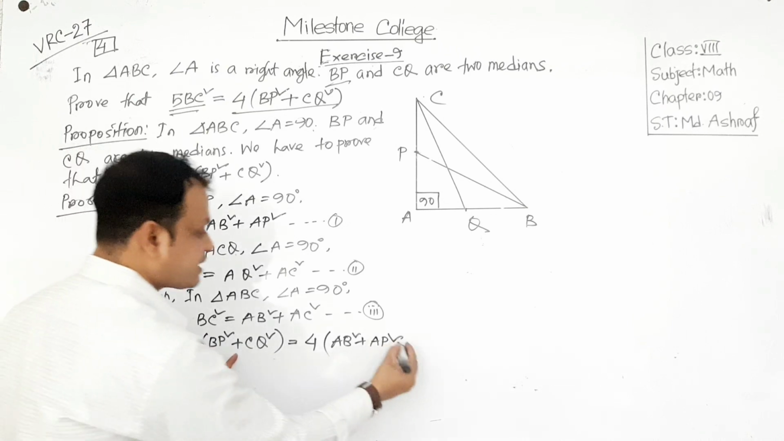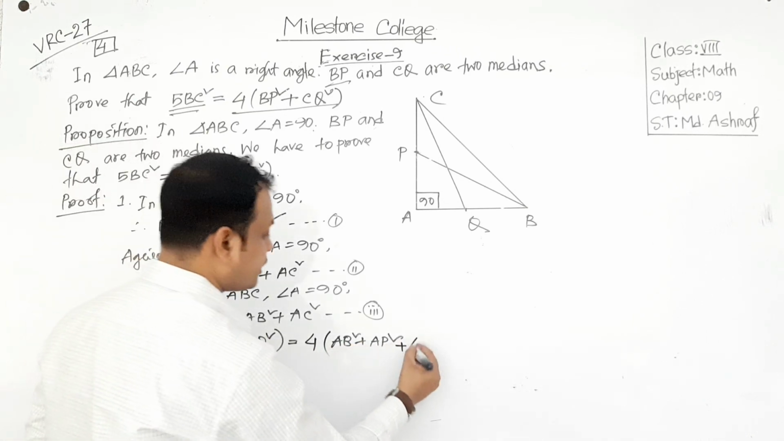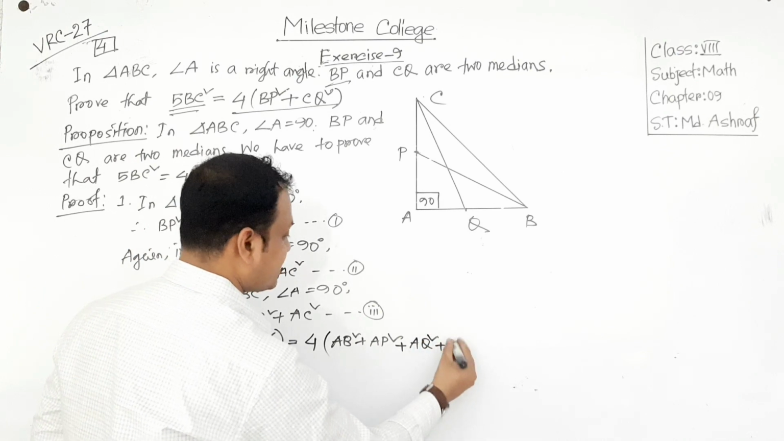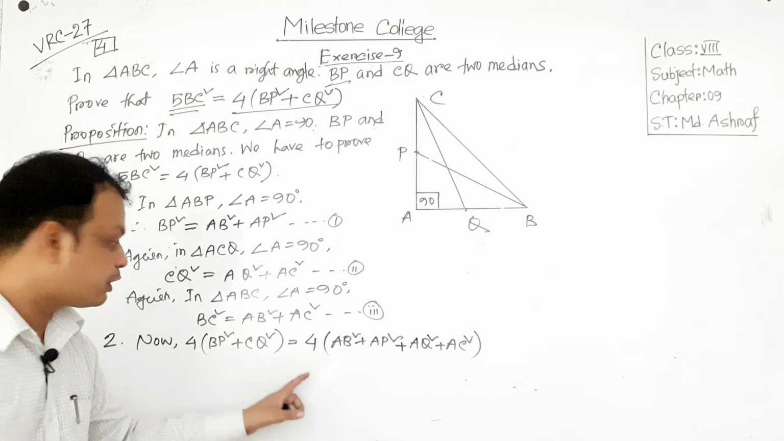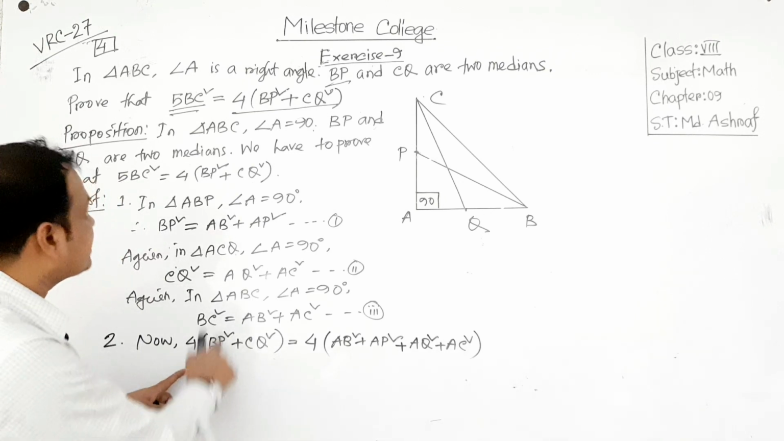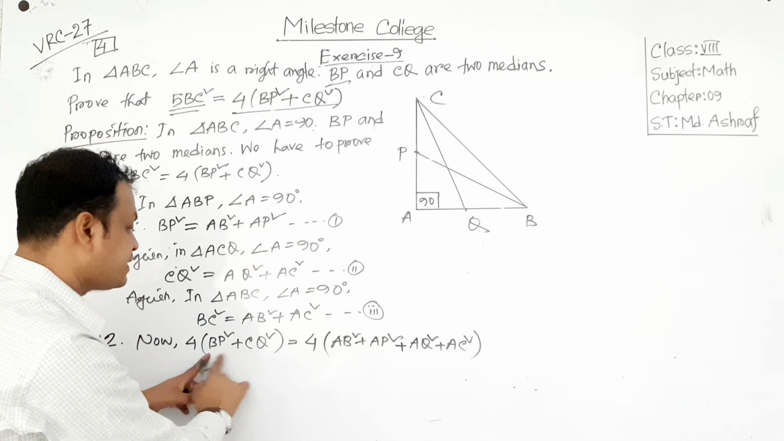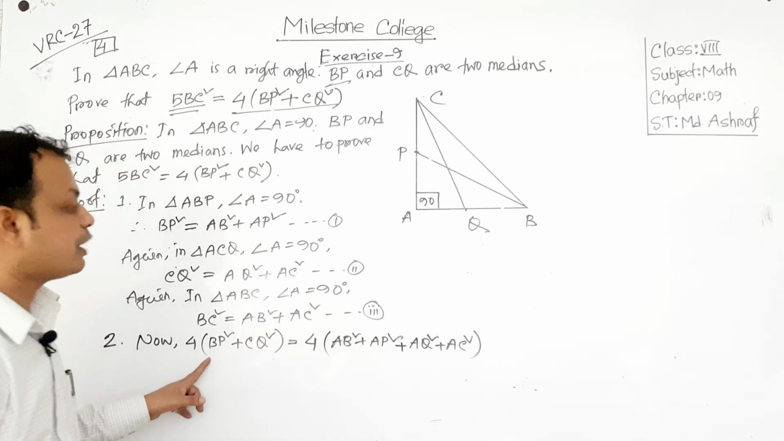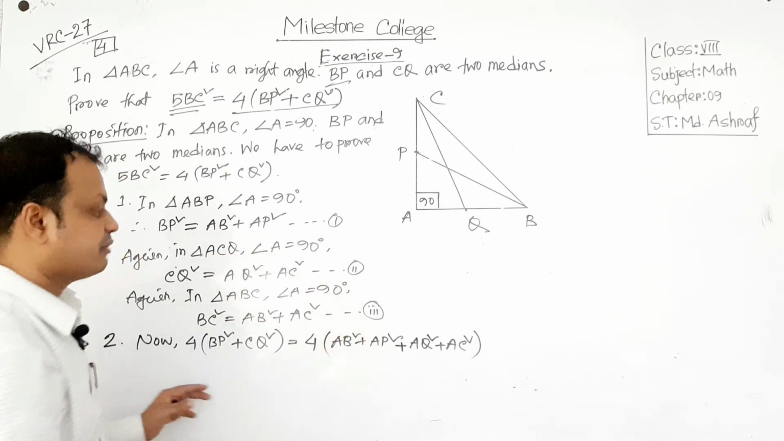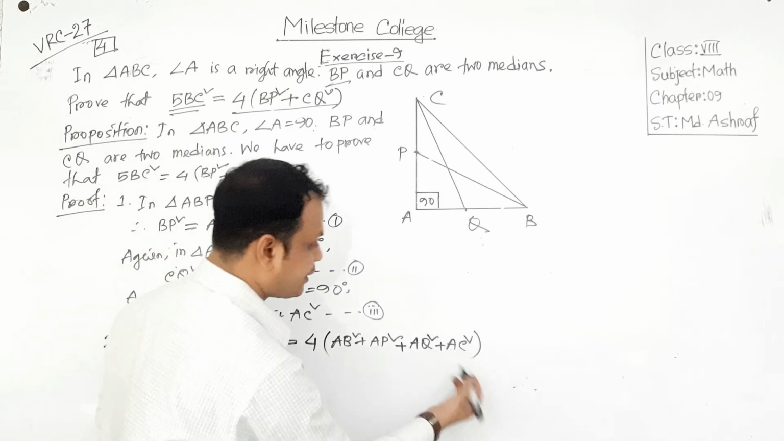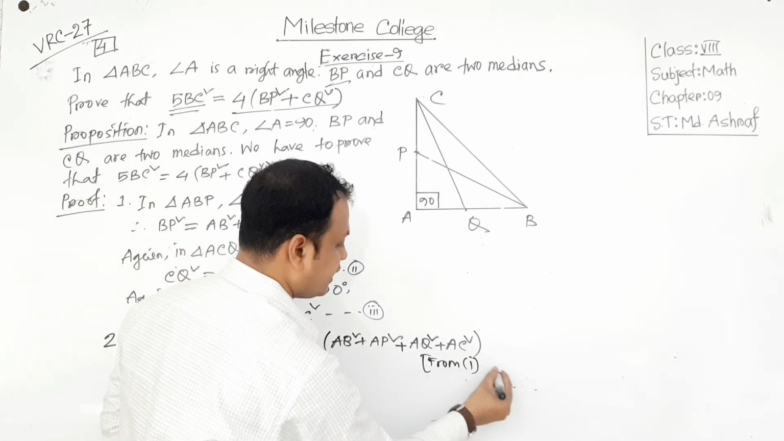Then plus sign. This plus sign is here. Then what is CQ square? CQ square is this one: AQ square plus AC square. From here we have got this one. So this is the right hand side of the proof part. We have written this and we have put the value of BP square plus CQ square from equations 1 and 2. From equations 1 and 2 we have got the value. We put the value. Okay. So what have we got from 1 and 2?